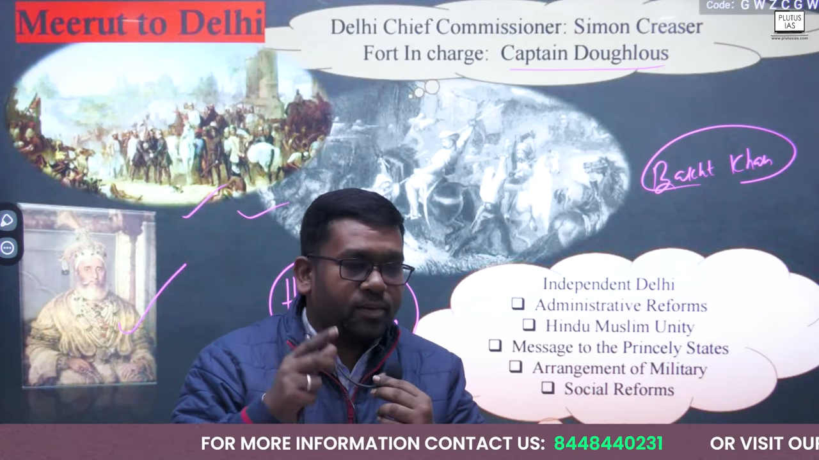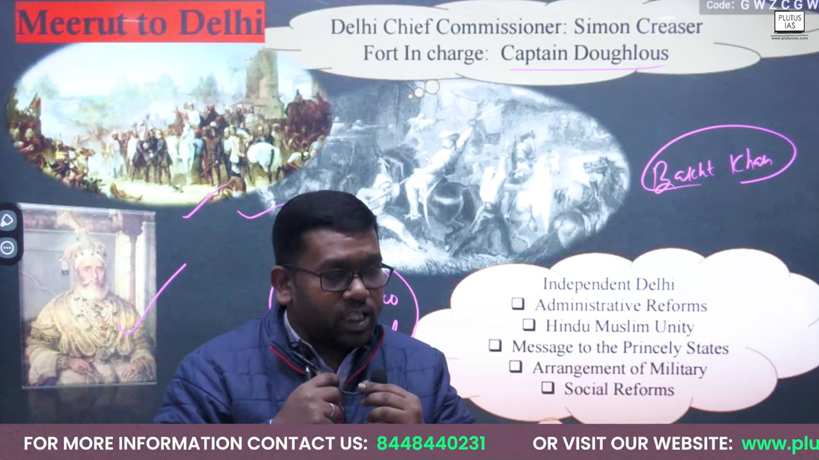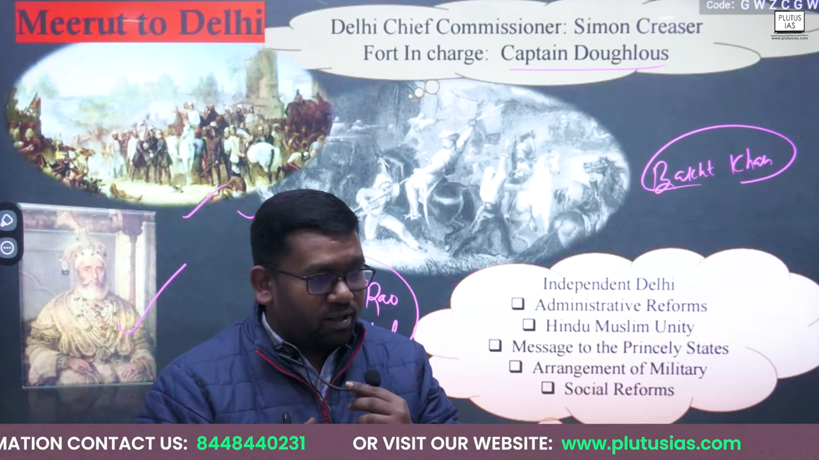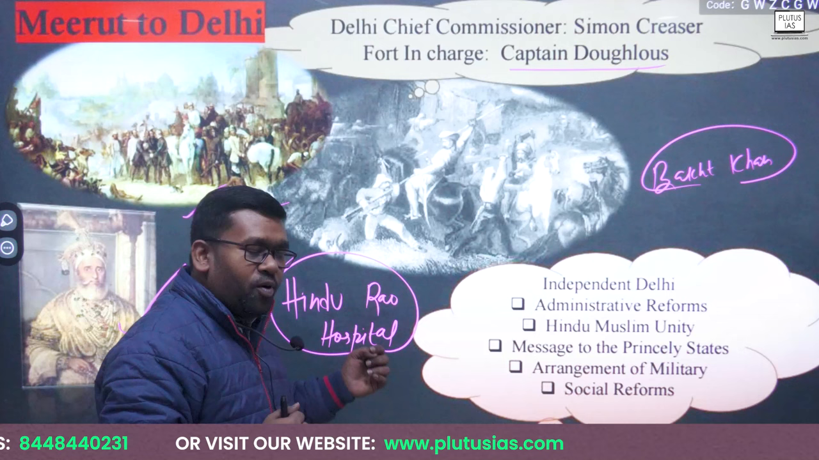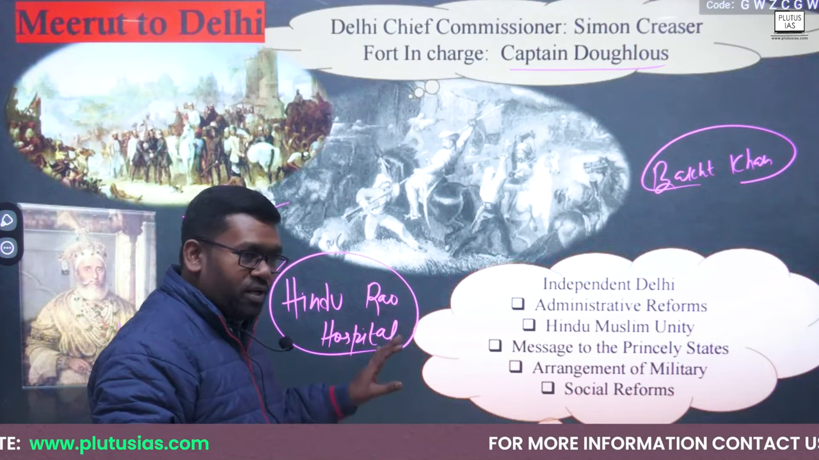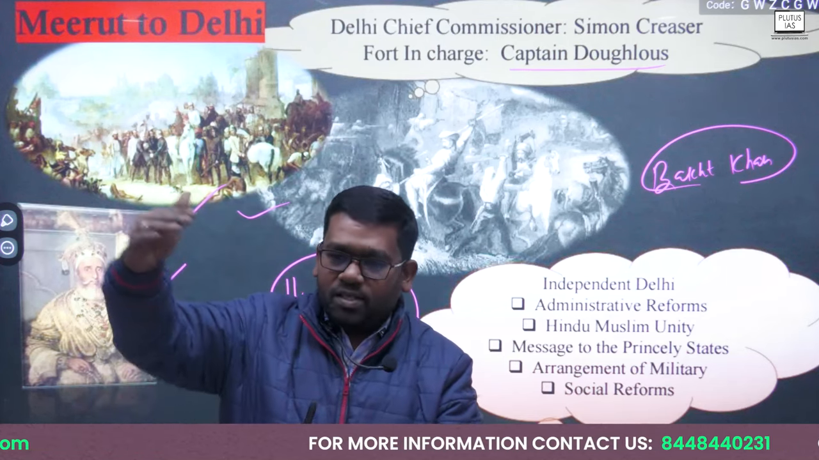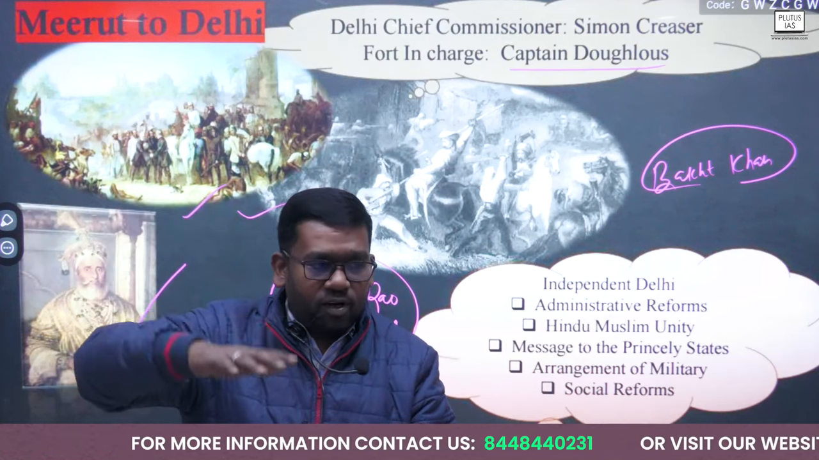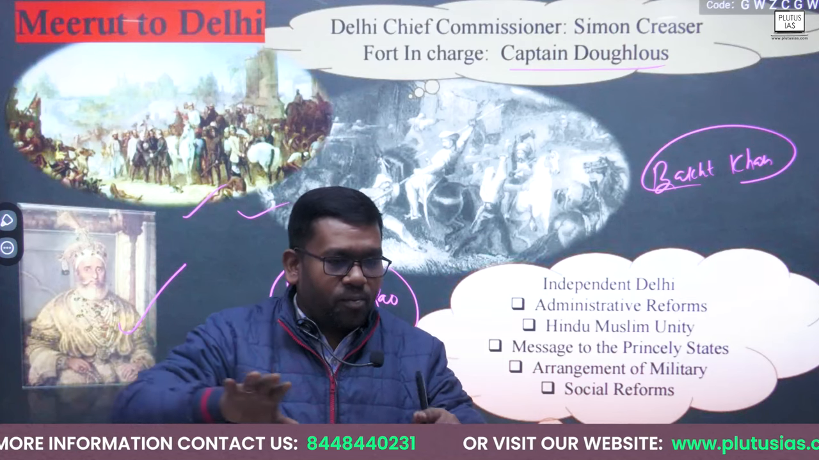This Hindu Rao Hospital was a palace of Hindu Rao. In this palace, the Britishers had hidden themselves. They had to hide in that palace. Most of them were killed. And this was a ridge area near the Hindu Rao Hospital. If you go to the Red Fort, the upper side, north of the Red Fort, is fully ridge area. Ridge means there is a whole hill there.